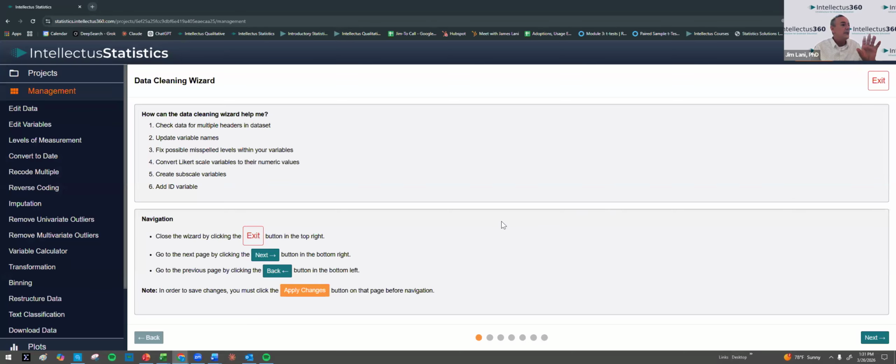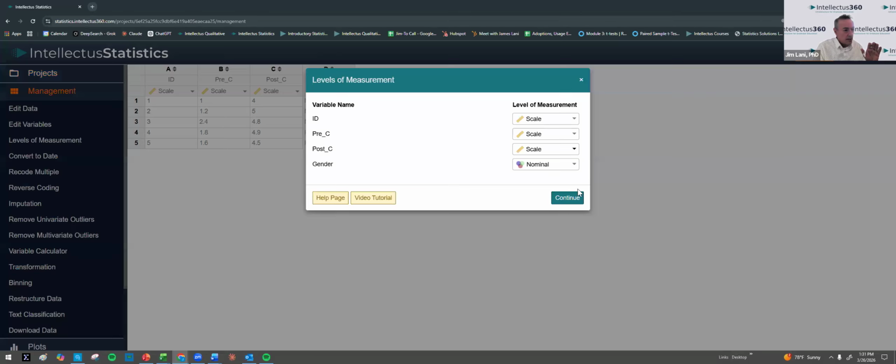You can go to Data Cleaning Wizard. I'm going to pass over this for the moment. This just validates what we have going on. Scale, scale, scale, nominal. Anybody want to comment on this?